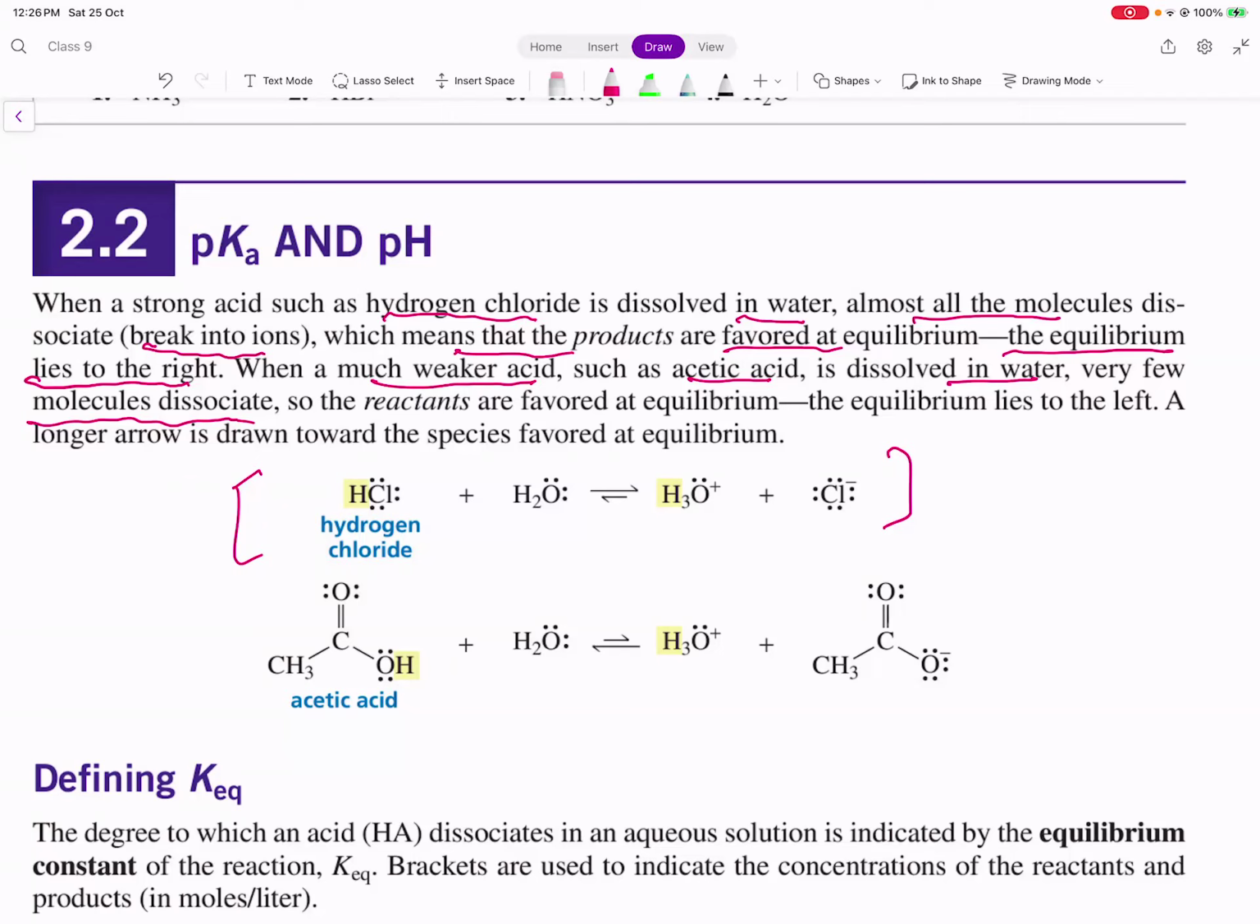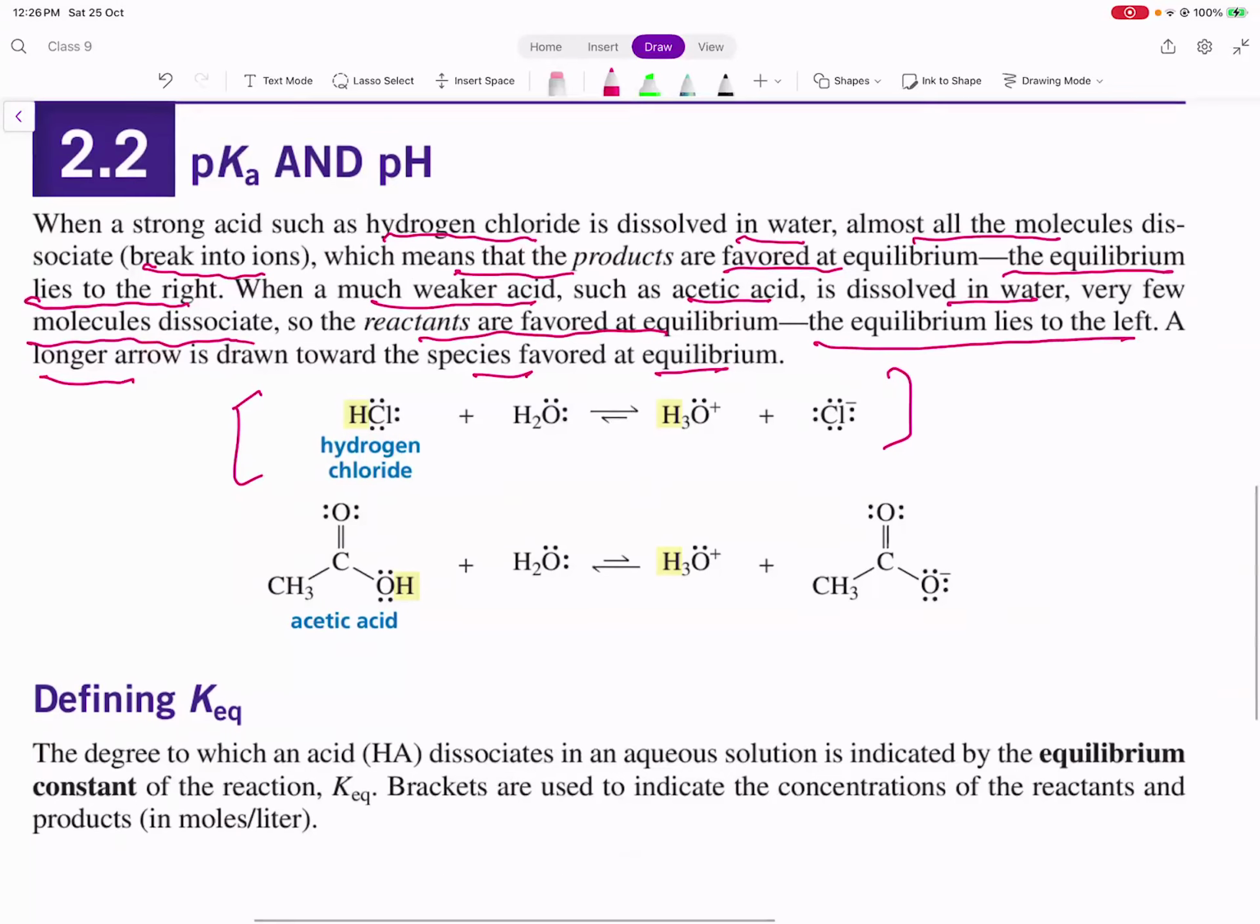So for the weak acid, very few will go in the forward direction. The back arrow is larger, the forward arrow is smaller. So the reactants are favored at equilibrium. In the case of a weak acid, reactants are favored, that is, the equilibrium lies to the left. A longer arrow is drawn towards the species favored at equilibrium.